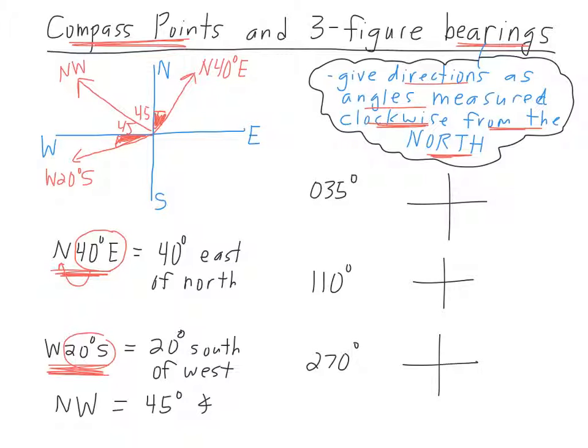In standard position you're really starting from the east, right on the x-axis, and you're going counterclockwise. Here we're going clockwise from the north. So from the north means we're starting here and then moving clockwise. If we're looking at a bearing of 035 degrees, starting right here, we have to travel 35 degrees in a clockwise manner. So this angle in here would be 35 degrees.